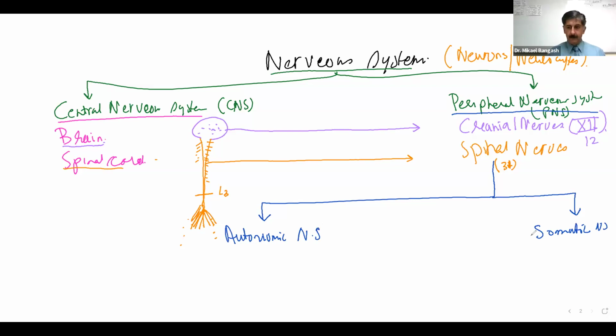Now, just to start off with the somatic one first. Somatic comes from the word soma, which means body or bodily. So guys, the somatic nervous system is mainly going to be responsible for controlling the bodily activities.